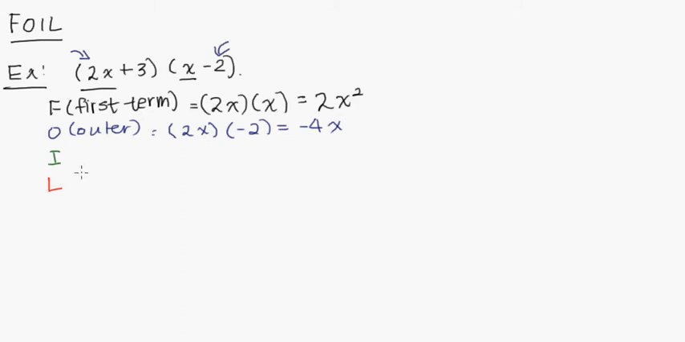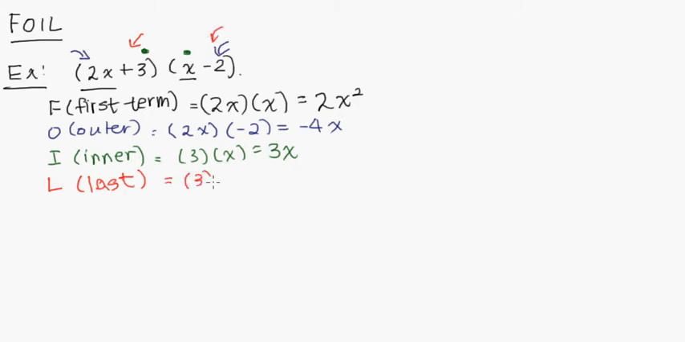Okay, and then I is inner. The inner terms are here. So we have positive 3 and positive x. So we have 3 times x, and that's 3x. And finally, we have last. Sorry about that. L is the last term of each of the factors. So that's 3 times negative 2, which is negative 6.